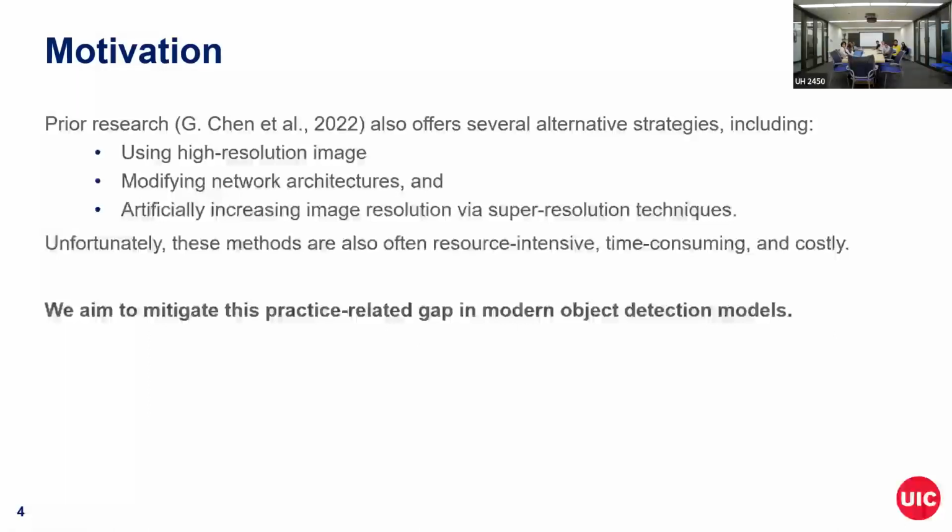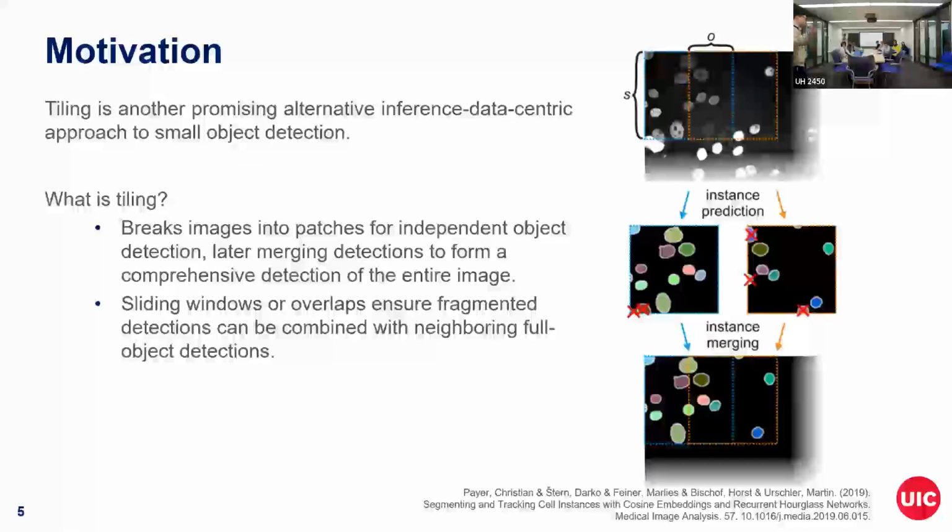Prior research recommends some alternative strategies. For example, use a high resolution image, modify network architectures, or artificially increase the image resolution via super resolution techniques. However, these techniques are usually very resource intensive, time consuming, and even costly. So we aim to mitigate this problem in modern object detection models.